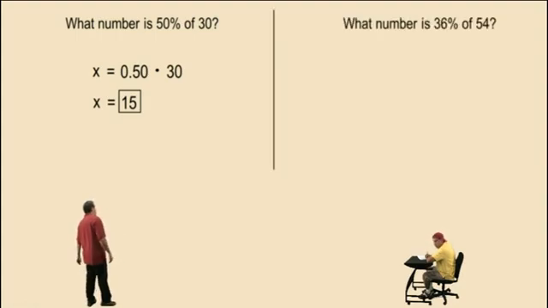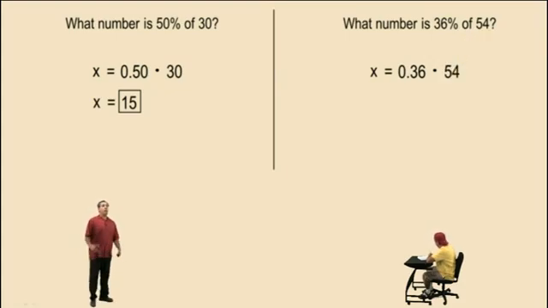Let's do another one. What number is 36% of 54? Again, what number? That's our unknown. We'll represent that with x. Is translates to equal. 36% translates into 36 hundredths, or 0.36. Of is multiplication. 54 is 54. And all we have to do is calculate 0.36 times 54.